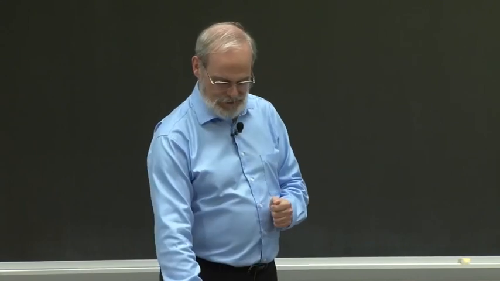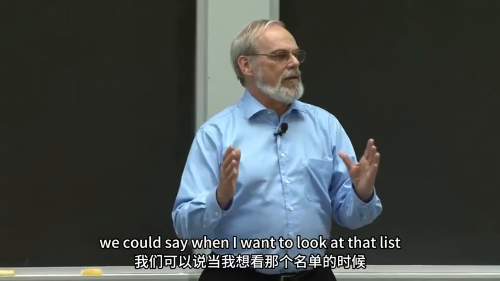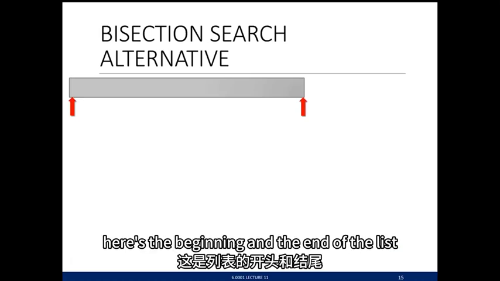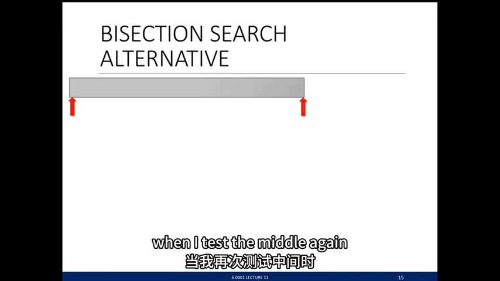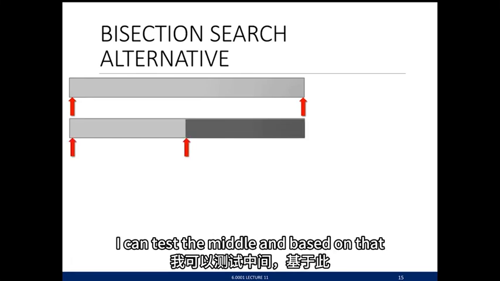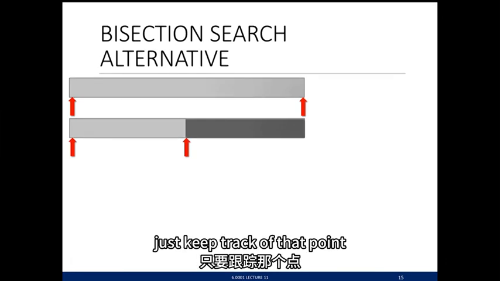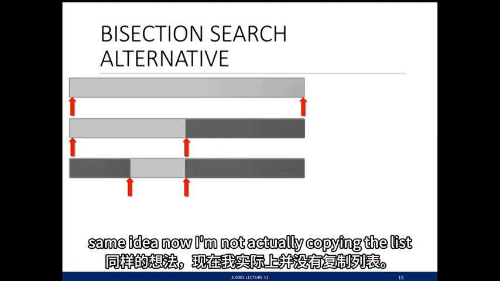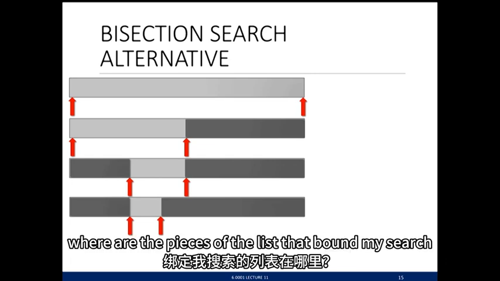Can we fix this? Sure. Because we could do the following. We could say, when I want to look at that list, do I need to copy everything? What about if instead I said, here's the beginning and the end of the list. When I test the middle, I'll move one of the pointers to the middle of the list. When I test the middle again, I'll move another pointer in. So in other words, I can test the middle, and based on that, I could say, I only need to search this part of the list. Just keep track of that point and that point in the list. And when I test the middle again, same idea. Now, I'm not actually copying the list. I am simply keeping track of where are the pieces of the list that bound my search.